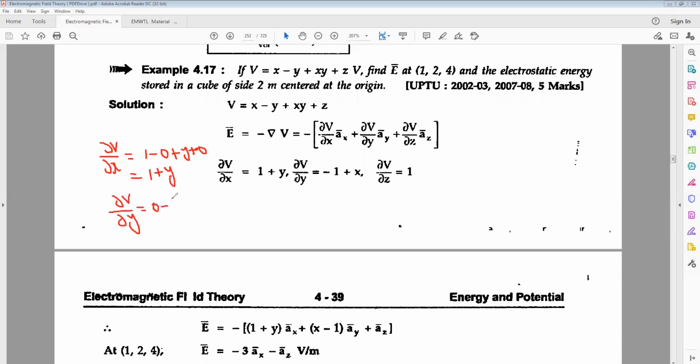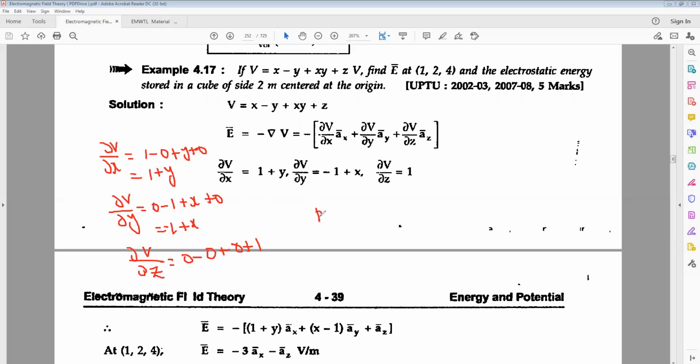So 0 minus 1 plus x plus 0. So that is equal to minus 1 plus x. And ∂V/∂z is equal to: the first term is 0, the second term is 0, the third term is 0, and the fourth term is 1. These are the values we have.